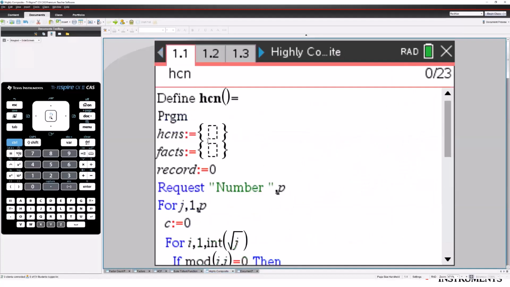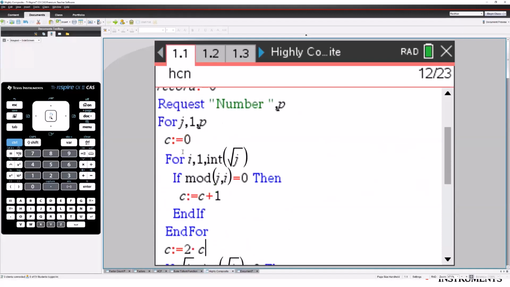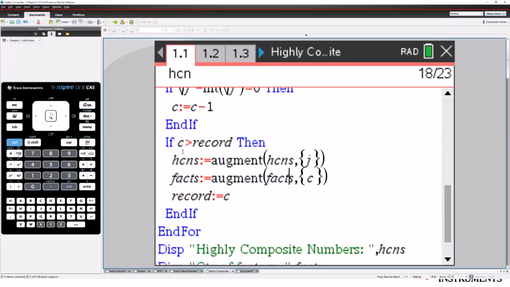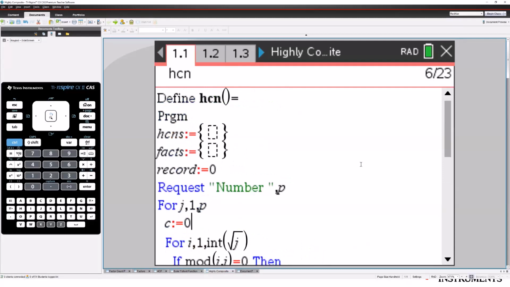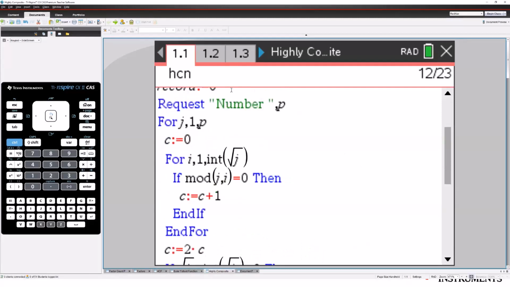So in this one, I'm keeping a record of the highly composite numbers and the quantity of factors for each, and some sort of a high score. So you can see here my record is a high score, and that's it. That's the entire program. It's doing a factor count routine, and then away it goes. So let's have a look.